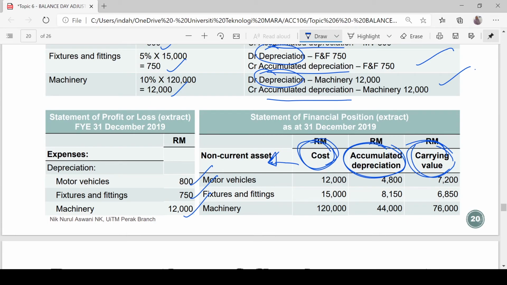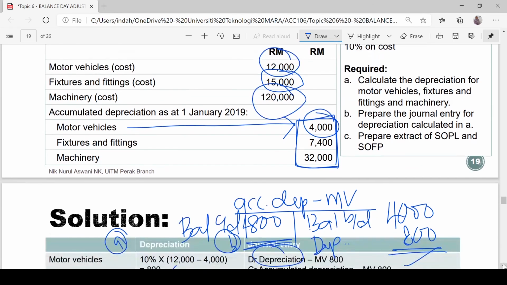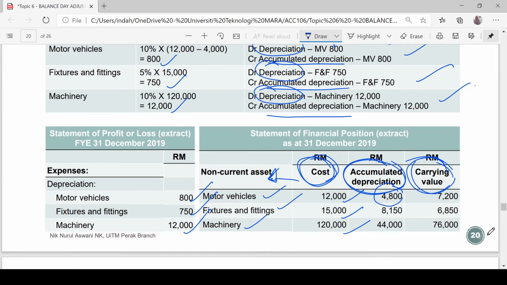But starting from now, when you disclose non-current asset in your account, you have to start with tangible asset, followed by intangible asset, and finally investment. Only after that do you show your current asset, and you continue until the end of your statement. So we have here motor vehicle, fixtures and fitting, machinery. Write the cost of this asset and its accumulated depreciation. You can see that now the amount of accumulated depreciation has increased compared to their opening balances at the beginning of the year, because you have to add the amount of depreciation that you have recognized for that year. So for fixtures and fitting now it increases to 8,150, machinery increased to 44,000.